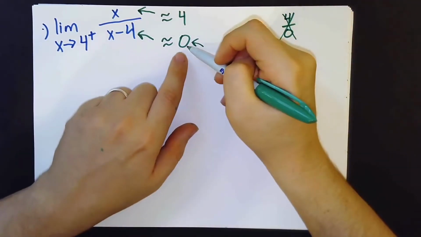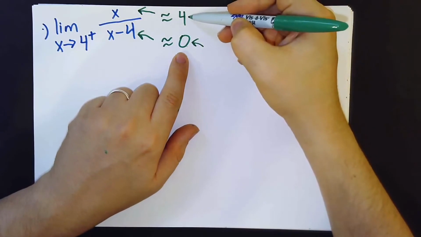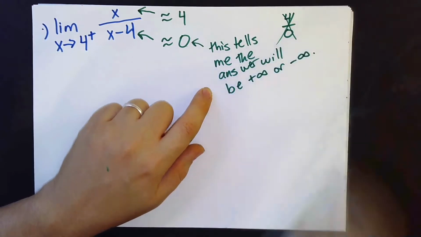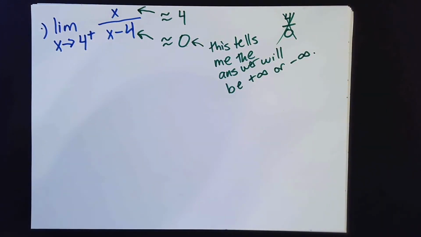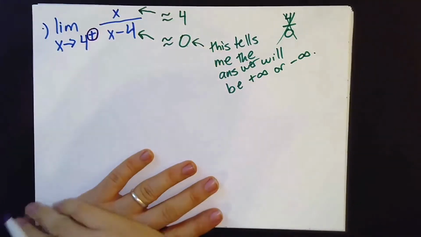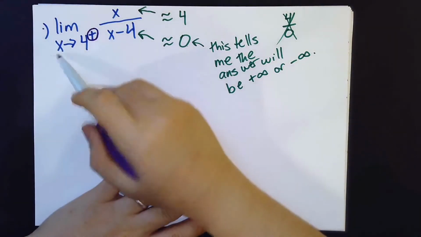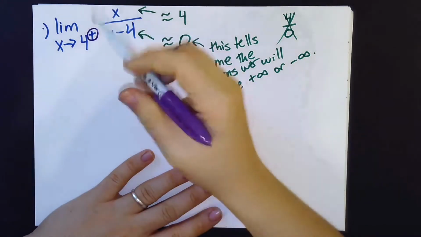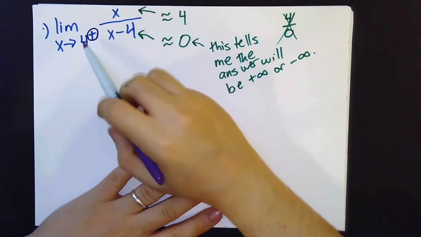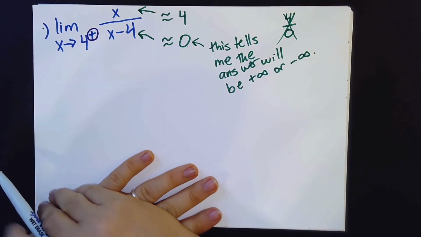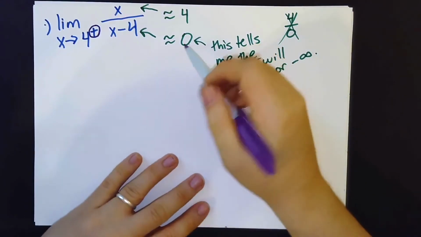So as soon as I see that this number is 0 and this number is not 0, this tells me the answer is going to be plus or minus infinity. So how do I decide which one it is? Well, I have to think about what the fact that I'm approaching this from the right means. It means my input is a little bigger than 4. Okay. And so if I take a number that's a little bigger than 4, and I subtract 4, what do I get? Well, I get a really tiny number, one that's really close to 0.